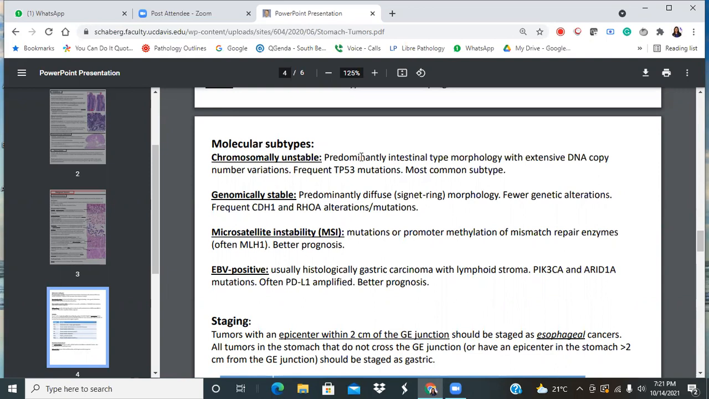For MSI, mutations or promoter methylation of mismatch repair enzymes, often MLH1, and we know that MSI high has a better prognosis. Then EBV positive, usually histologically gastric carcinoma with lymphoid stroma, PIK3CA and ARID1A mutations, and often PDL1 is amplified. Prognosis is better. Okay, staging.